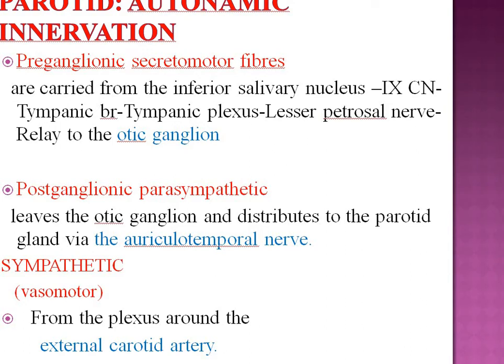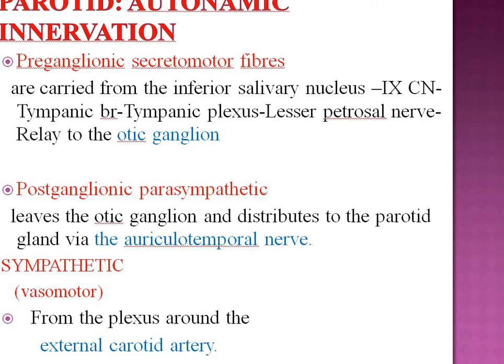Now the parotid autonomic innervation. The preganglionic secretomotor fibers are carried from the inferior salivary nucleus, 9th cranial nerve, glossopharyngeal, through the tympanic branch and tympanic plexus into the medial part of the middle ear. It passes in the upper roof. The lesser petrosal nerve relays to the otic ganglion, and the postganglionic parasympathetic leaves the otic ganglion and distributes to the parotid gland via the auriculotemporal nerve.